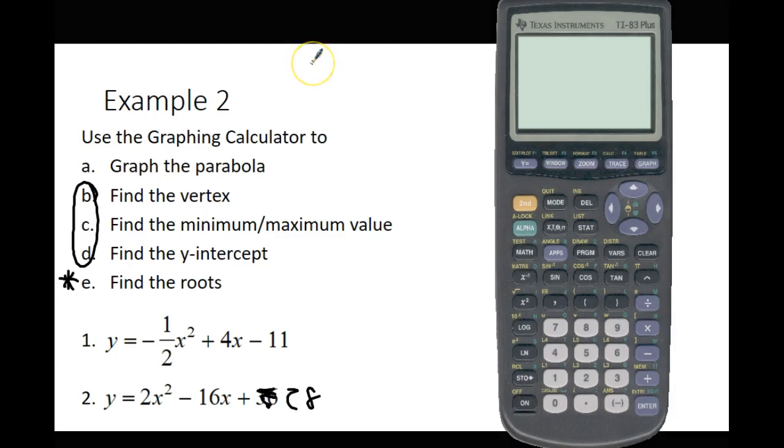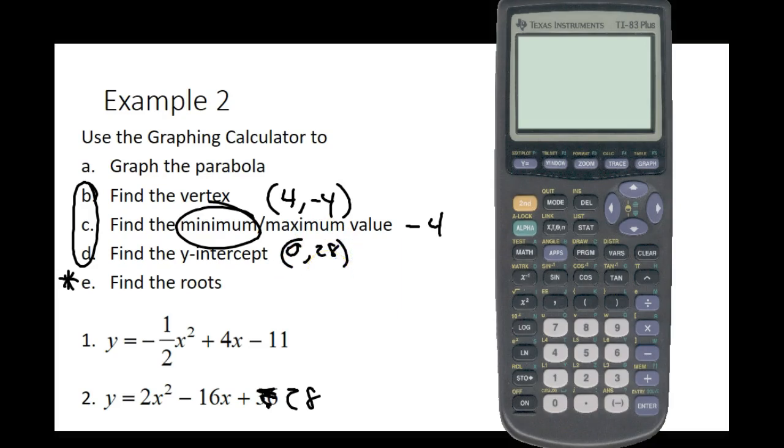George, what did you get for your vertex? 4. I think that's right. And I've already told you guys this one has a minimum. Condiker, what's our minimum value on this graph? What's our minimum value? 4. It's just the y value. Yeah. All right. Next, I'm going to ask Maya again. What's the y-intercept? Yep. Okay, so that's good. So I'll show you guys how to do it.